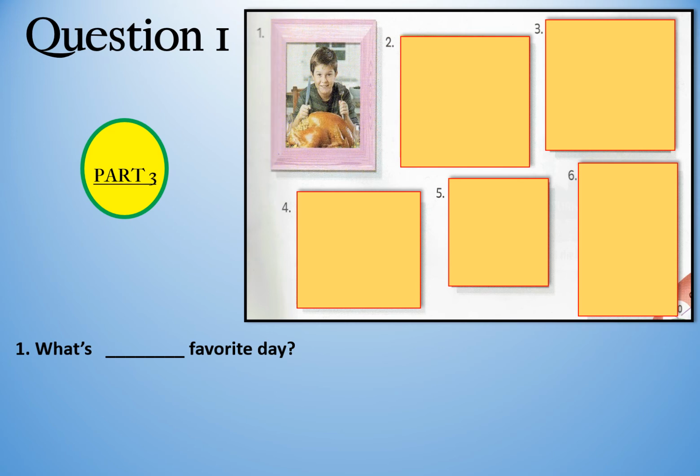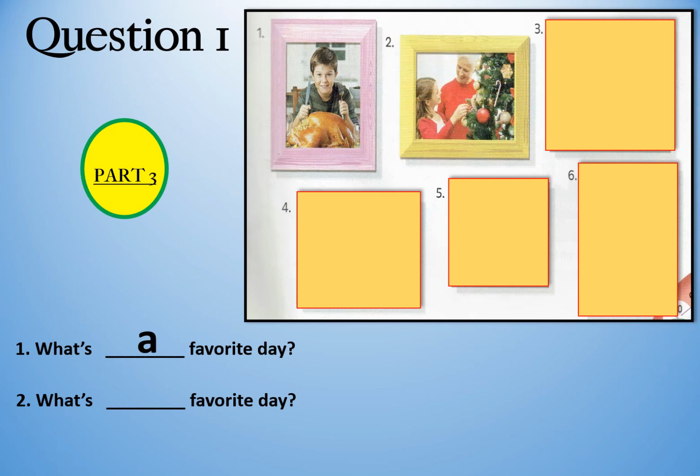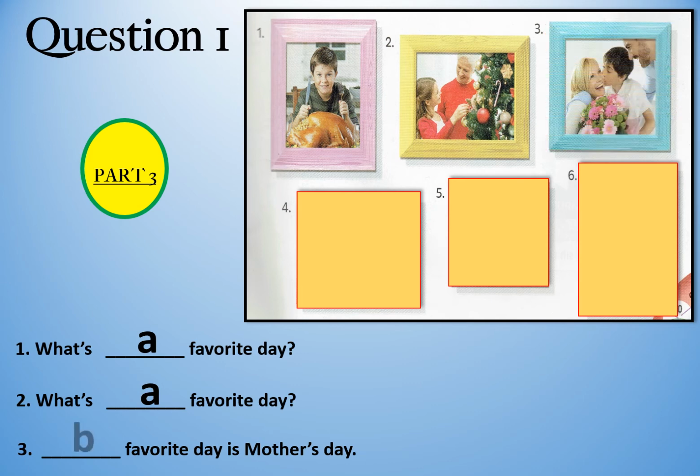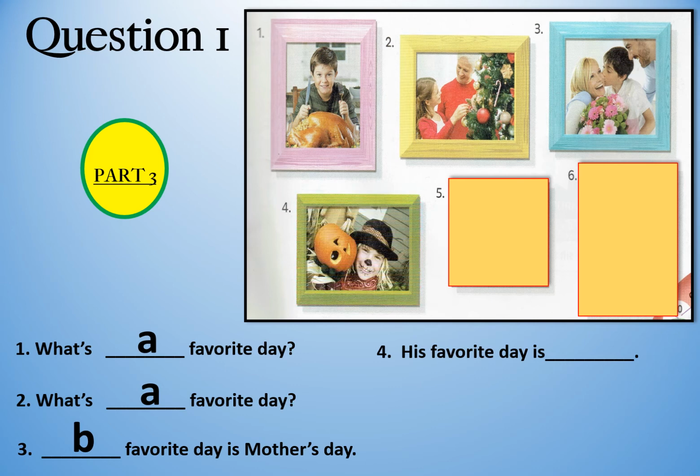Number 1 is a boy, so the answer was A, his. What's his favourite day? Number 2, what's favourite day? Number 2 was a girl, and the answer was A. A was her. Number 3, favourite day is Mother's Day. It's a boy, and the answer was B, his. Number 3 is B. Number 4, his favourite day is, well, you can see the answer here. What is the day? Can you tell me? It was B, Halloween.